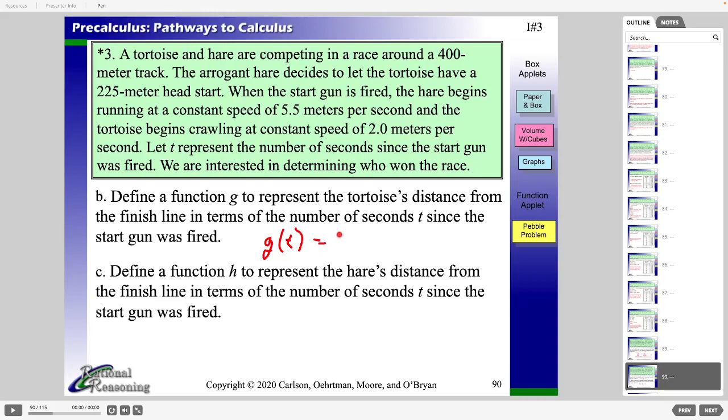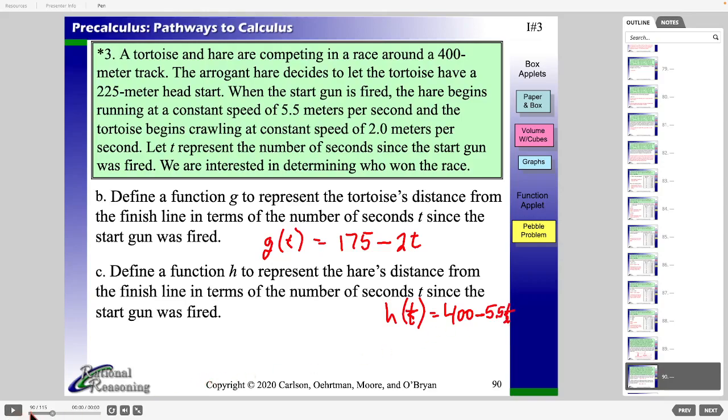And it just needs to be a distance from the finish line. Starts out at 175 and then getting closer by 2 meters per second. Okay, find h, which represents the hare's distance. Again, we did that on the last one, but it will be h of t. And again, it starts off at 400 meters and then getting closer by 5.5 meters per second t.